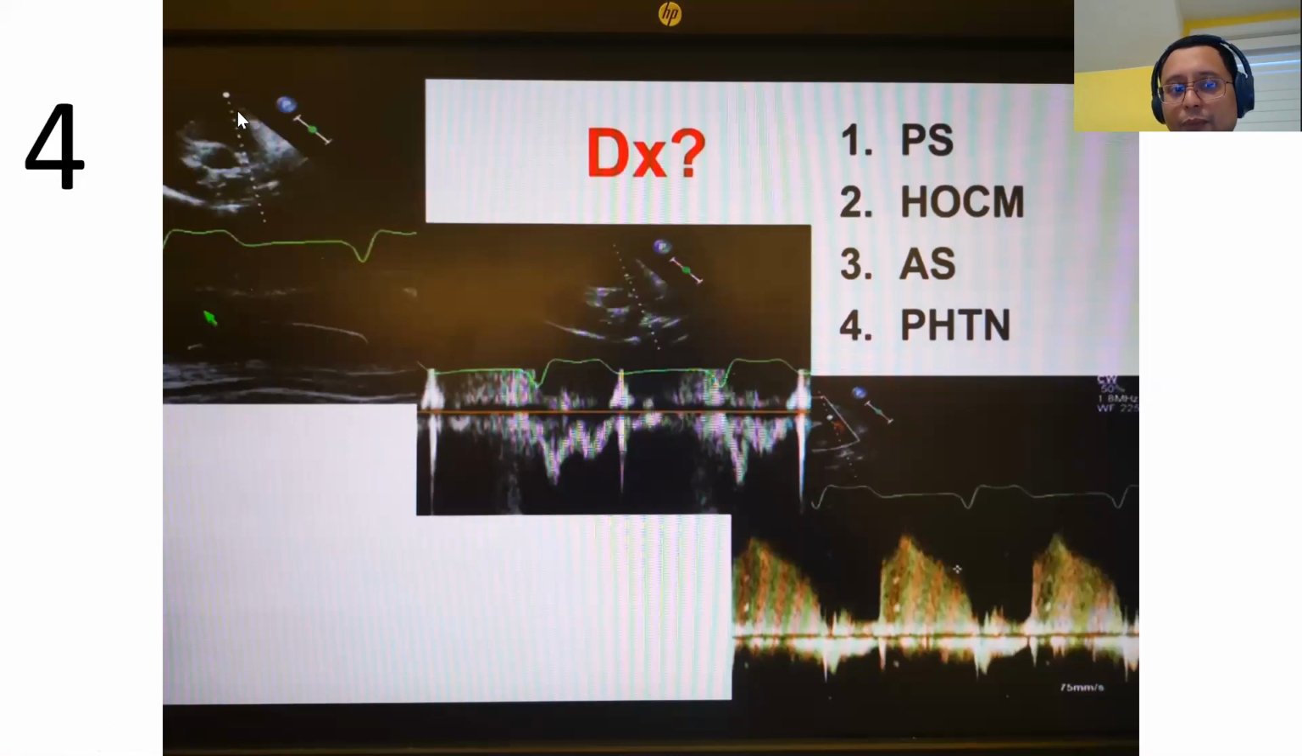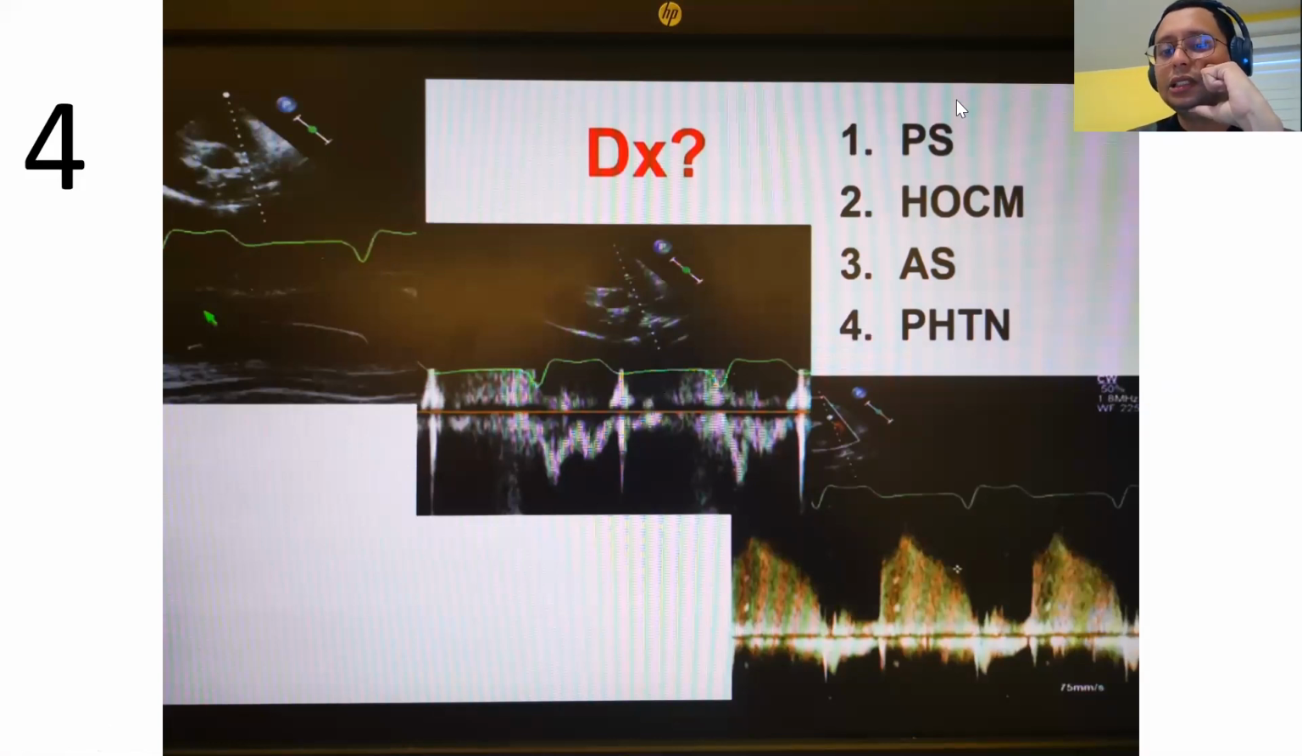So that is the M mode across the pulmonary valve. This is the pulse wave Doppler across the pulmonary valve. This is the continuous wave Doppler across the pulmonary valve. So the question here, what is your diagnosis?